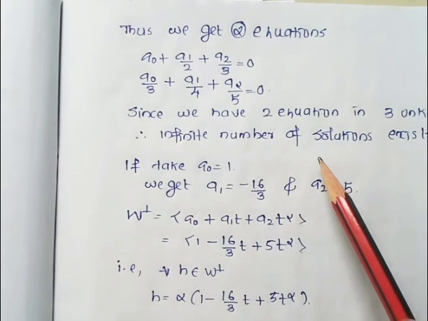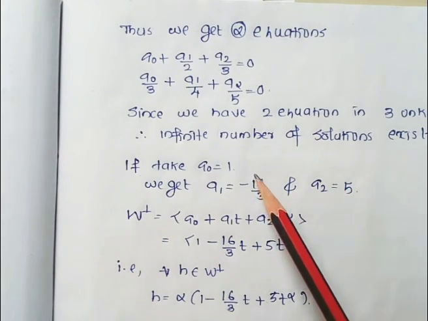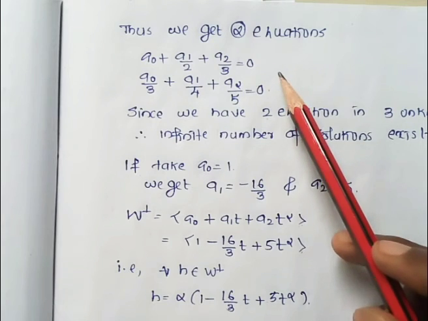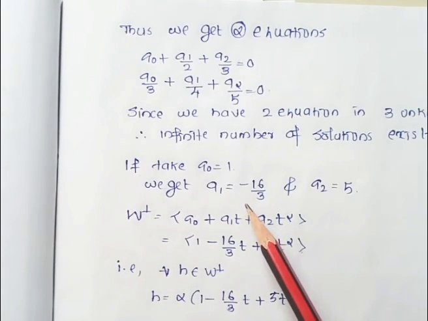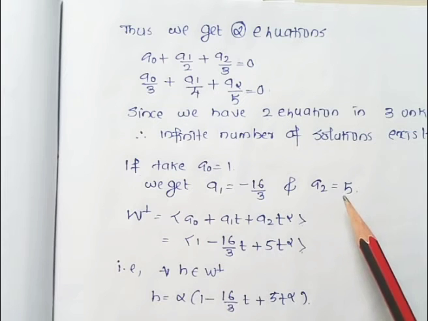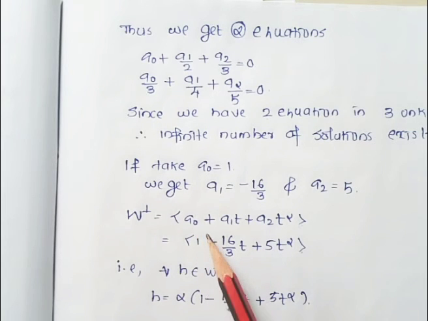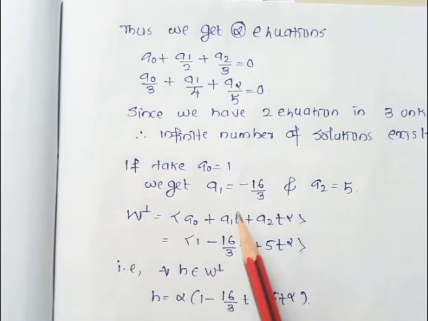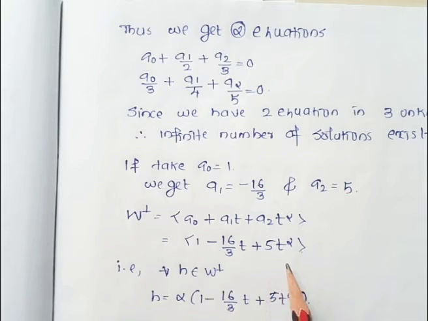So we arbitrarily take a value for a0. I take a0 equal to 1. By substituting a0 equal to 1 in these two equations and simplifying, we get a1 equal to minus 16/3, and a2 equal to 5. And we know that W perp equals span of a0 + a1t + a2t². So we substitute the values for a0, a1 and a2, which gives span of 1 minus 16/3 t plus 5t². That is, W perp equals span of 1 - (16/3)t + 5t².